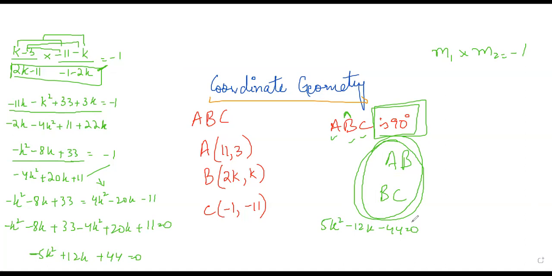Now we can just use the formula, minus b plus or minus the square root of b squared minus 4ac, over 2a. You have three methods for that: completing the square, factorization, and the general formula. You can do that, you have no restriction on that.